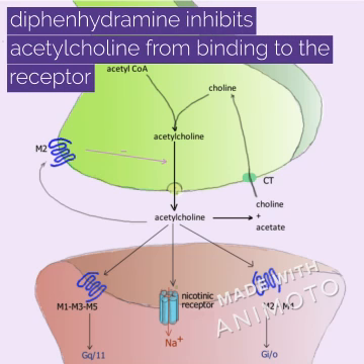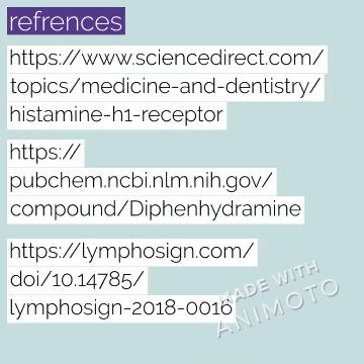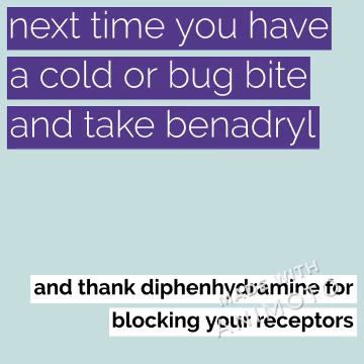So when you take Benadryl, the diphenhydramine inhibits the acetylcholine from signaling to your brain to stay awake by binding to the nicotinic receptor and inhibiting the binding of acetylcholine. So now, not only do you have your cold symptoms or bug bite symptoms reduced, you can also sleep really well at night.